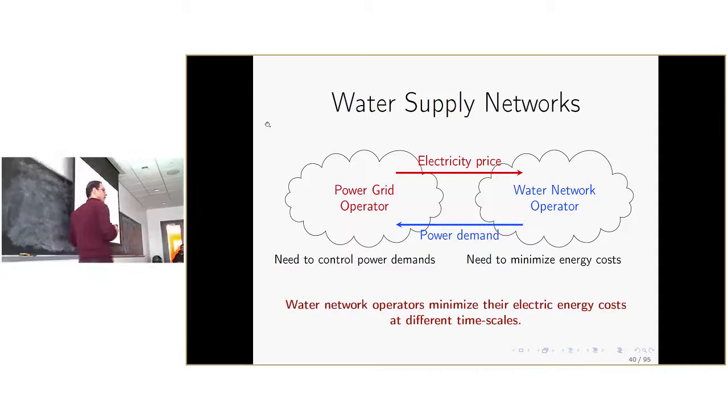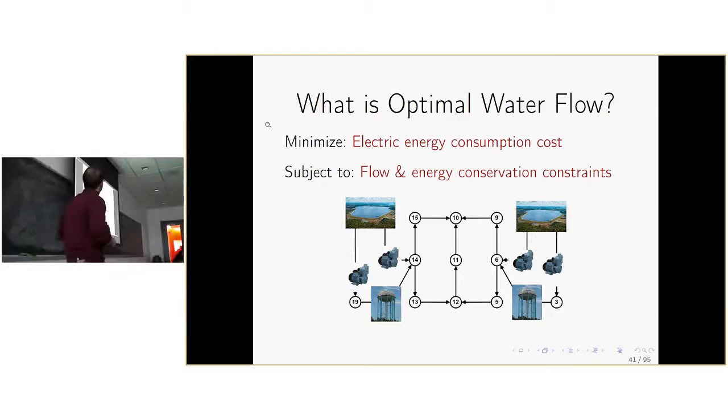In recent years, water network operators have realized that they can minimize their energy costs by following the electricity price signal. So they try to schedule their resources to minimize their costs. So what is the optimal water flow? Basically, you want to minimize some kind of energy cost, such that all the flow and energy conservation constraints are satisfied. You want to deliver water.